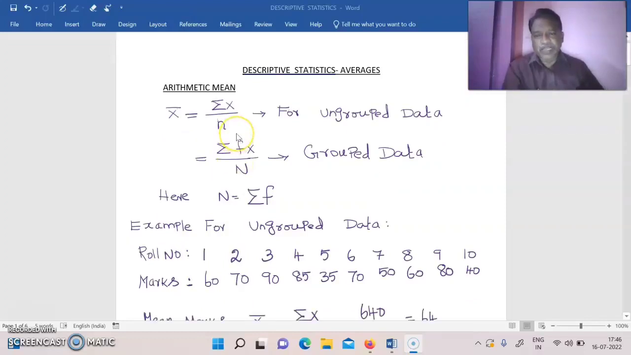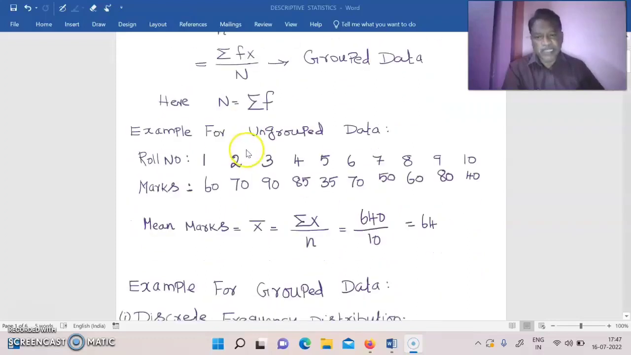So arithmetic mean is nothing but the average of all the values. This can be calculated by summing up all the values and dividing by the number of values. It can be written as summation x by n for ungrouped data, and summation f into x by capital N for grouped data. Ungrouped data means the data is collected as it is.